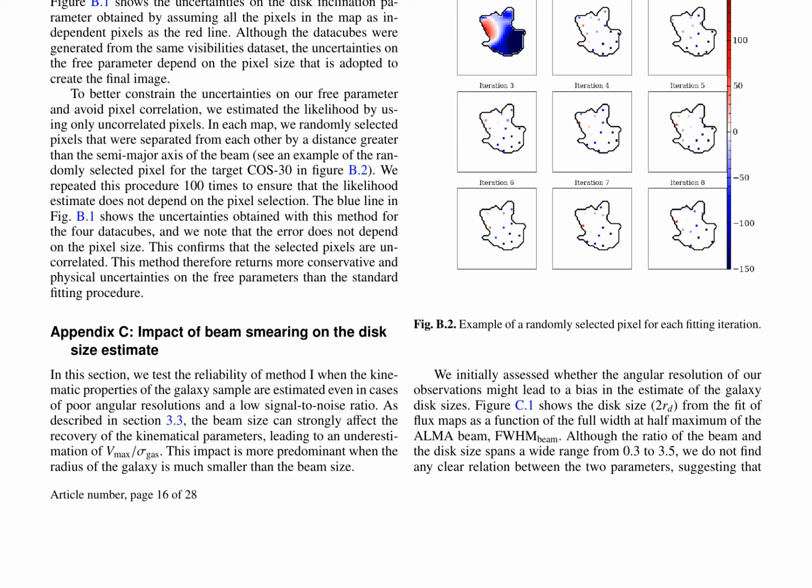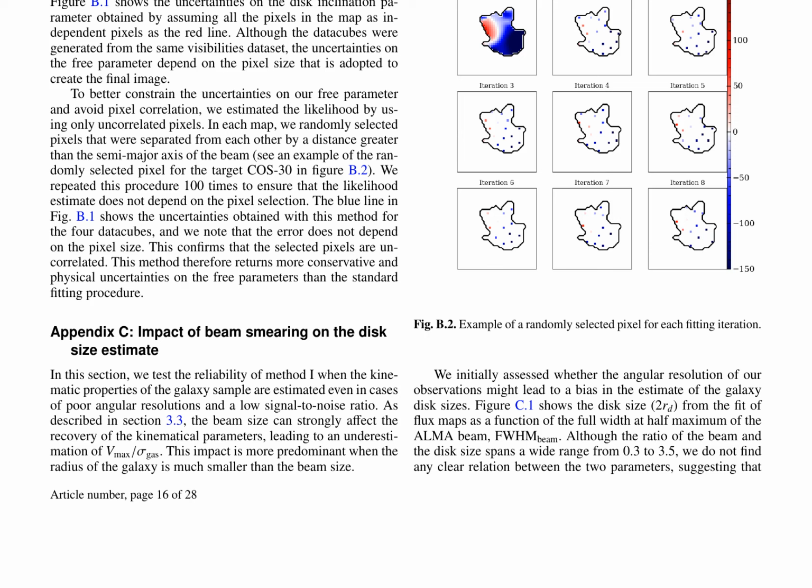To address beam smearing, the authors utilize a technique that uses only uncorrelated pixels in the likelihood estimation, providing more conservative and physical uncertainties on the free parameters. This method is tested and validated through simulations, reducing the error on the inclination parameter. The study highlights the importance of considering pixel correlation in kinematic analyses, especially when dealing with high redshift galaxies observed with ALMA.